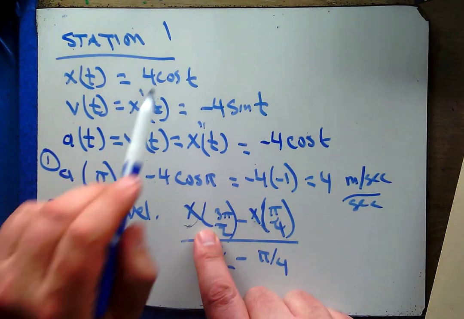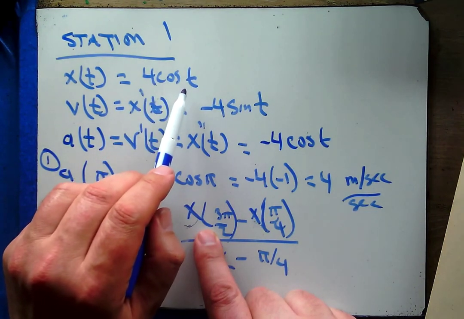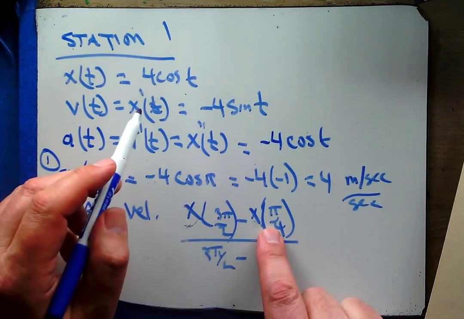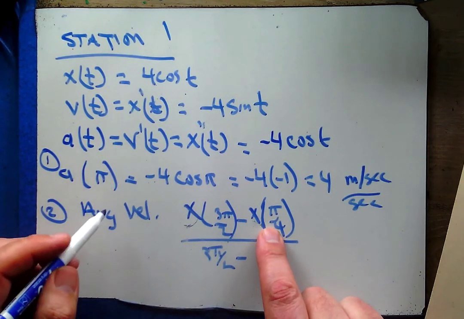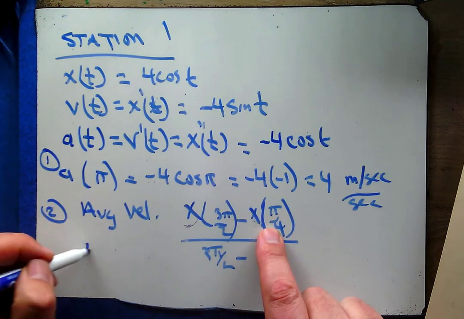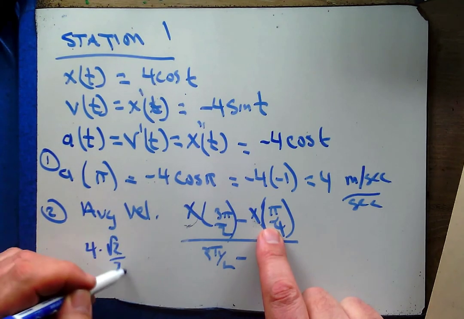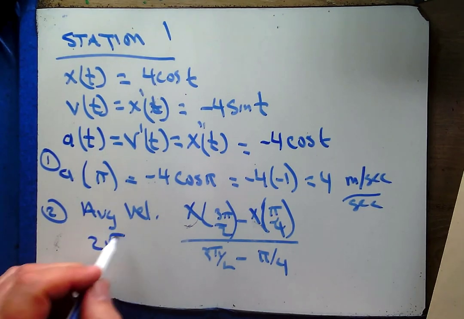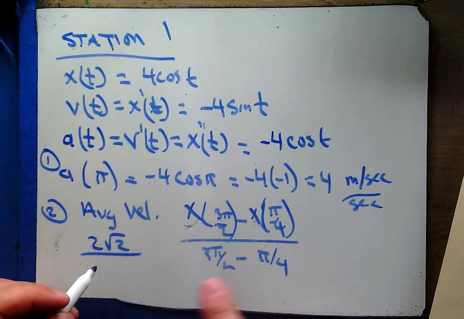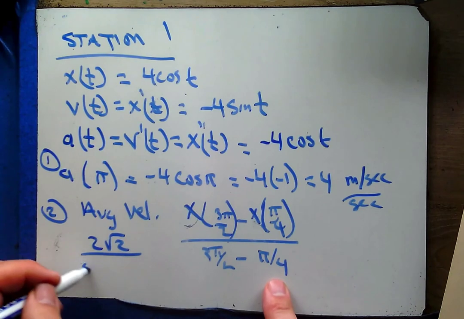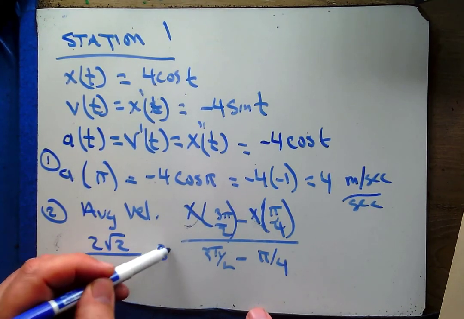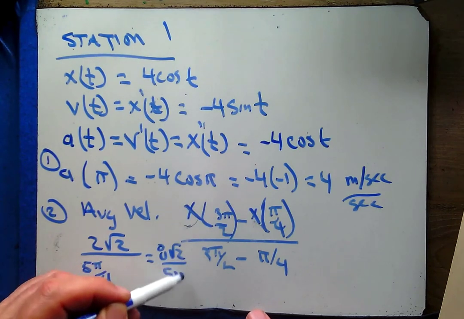So 3 pi over 2 goes in here, cosine of 3 pi over 2 is 0, cosine of pi over 4 is root 2 over 2, so I've got 4 times root 2 over 2, or 2 root 2. So on top, I have 2 root 2. On the bottom, 6 pi over 4 minus 1 pi over 4 is 5 pi over 4. And so you could write this as 8 root 2 over 5 pi.